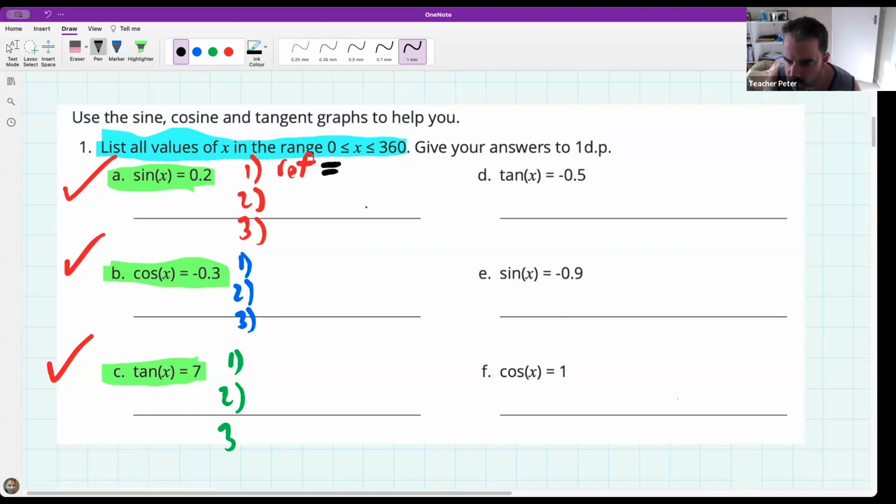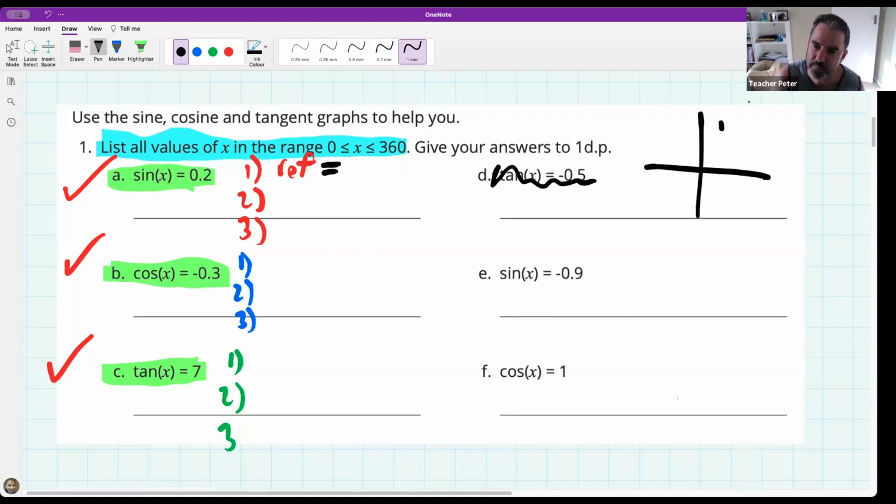Okay, Nicole's asked, sir, if the number is positive, should we find the quadrant where the number is positive? Yes. To give you an example, Nicole, for question 1, we know that sine is positive in these 2 quadrants. So my answers are going to be 180 minus the reference angle, or they're going to be the reference angle. Nicole, can you help me? What did you find for shift sine 0.2? What was your reference angle?